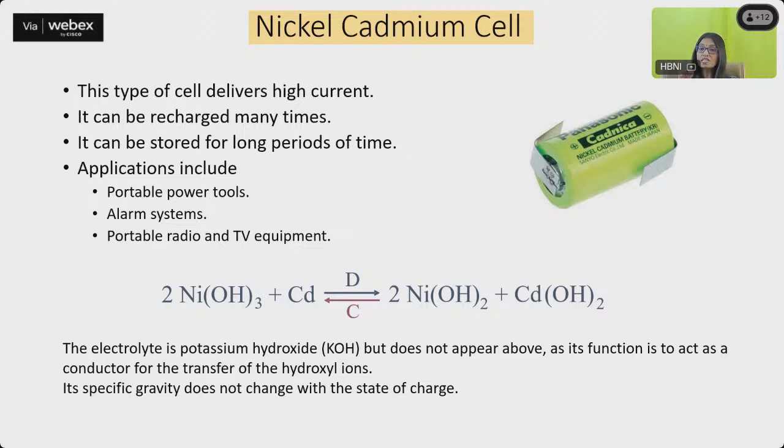That is why for these particular cells, there is no change in the specific gravity with the state of charge. Whereas in the case of the lead acid wet cell, there was a change in the specific gravity with the state of charge. For the nickel cadmium cells, because your electrolyte is not taking part in the reaction, you will not find any change in the specific gravity.